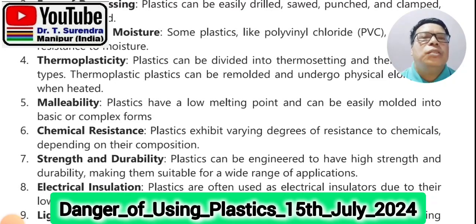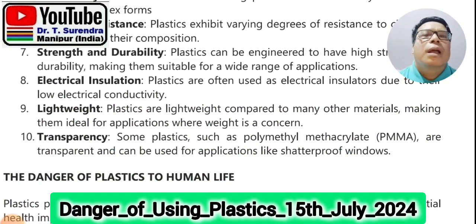Number 7, strength and durability. Plastic can be engineered to have high strength and durability, making it suitable for a wide range of applications. Number 8, electrical insulation. Plastics are often used as electrical insulators due to their low electrical conductivity. Number 9, lightweight. Plastics are lightweight compared to many other materials, making them ideal for applications where weight is a concern. Number 10, transparency. Some plastics such as polymethyl methacrylate are transparent and can be used for applications like shatterproof windows.